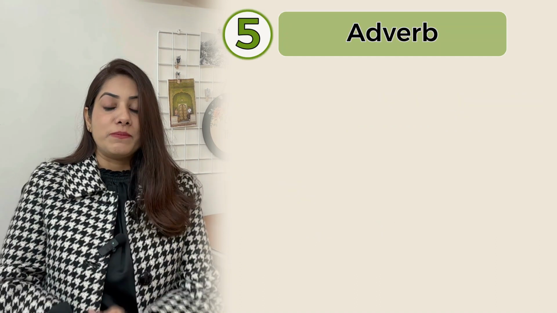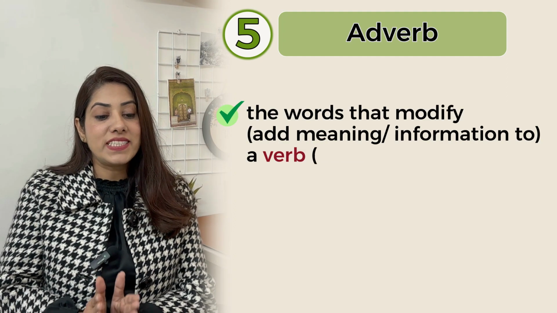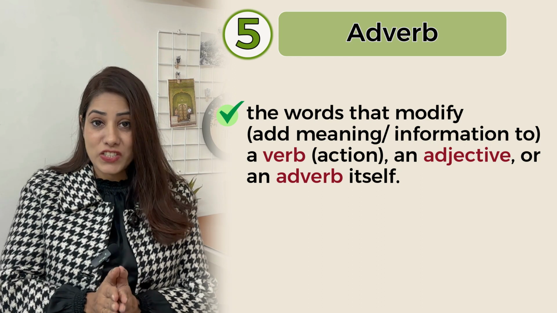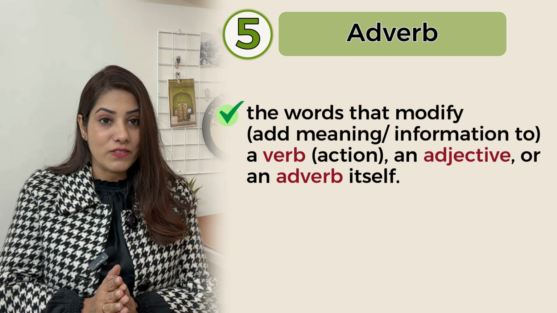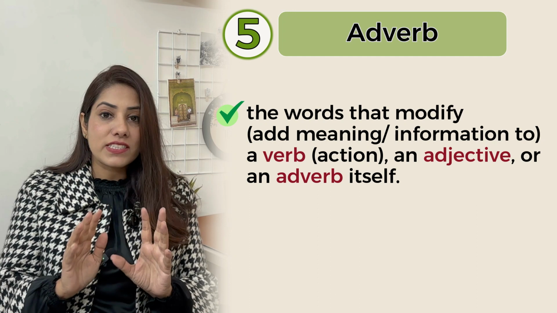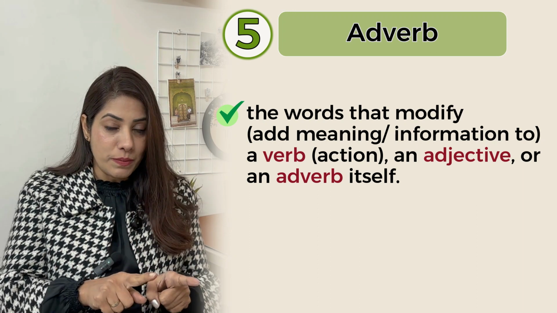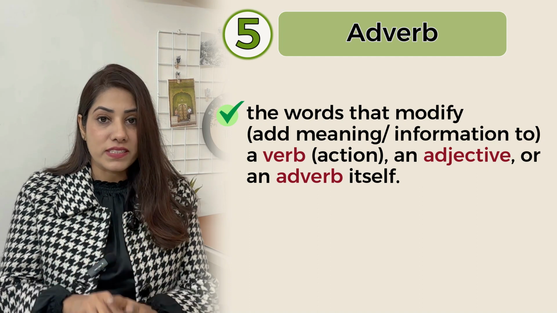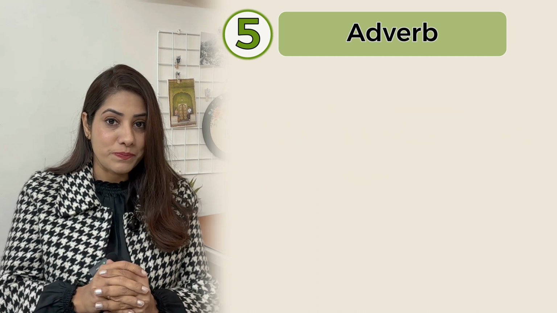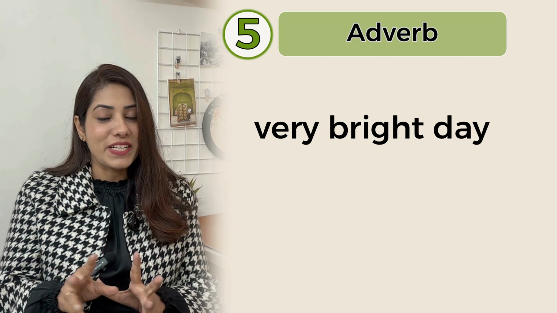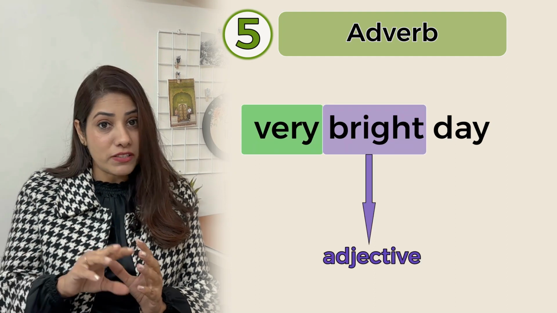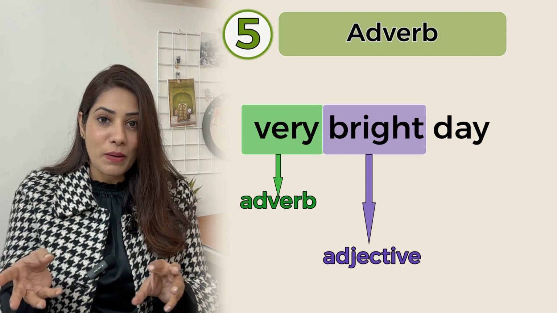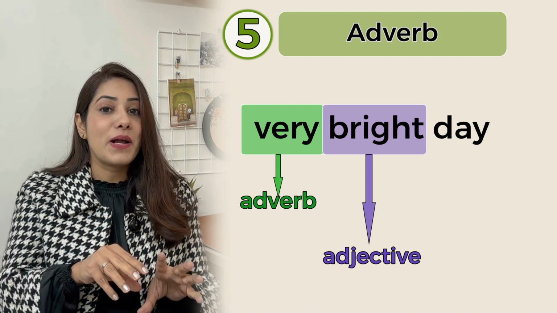Moving on, adverbs. Adverbs are the ones that add or modify a verb, an adjective, or an adverb itself. So the words that add extra information to the verb, to the adjective in a sentence, or to another adverb in a sentence are called adverbs. Like very bright day. So bright is an adjective because it is describing the day, but very is further describing bright, so very becomes the adverb.